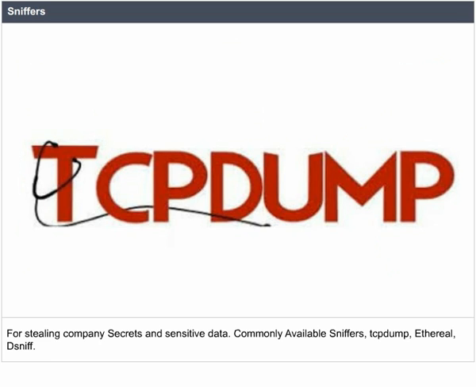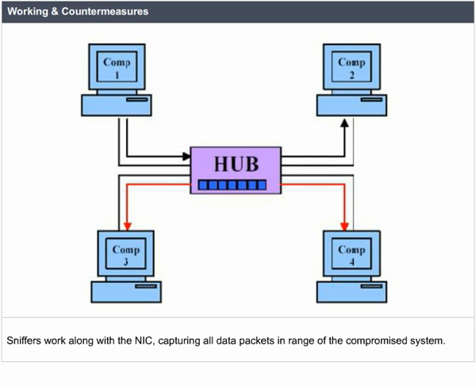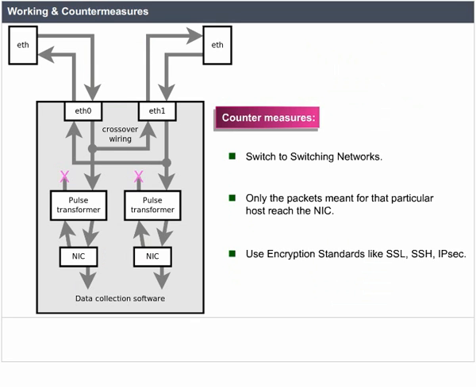Working and countermeasures. Sniffers work along with the NIC, capturing all data packets in range of the compromised system. Countermeasures: switch to switching networks, where only the packets meant for that particular host reach the NIC. Use encryption standards like SSL, SSH, IPsec.